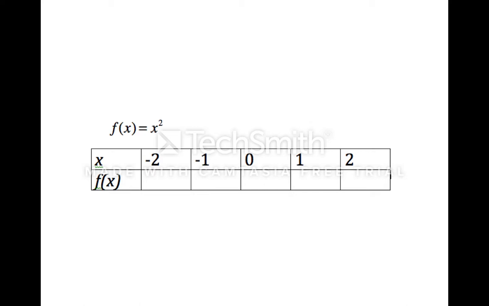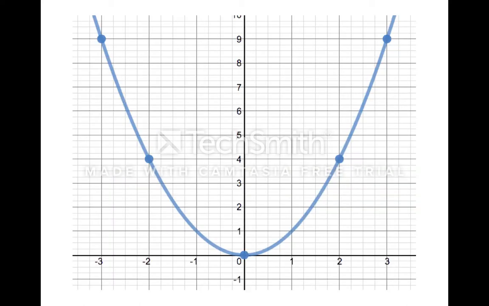I want you to pause this video for a minute and fill in the table of values. For example, what is -2 quantity squared, -1 quantity squared, and so forth. So if you have completed that basic table of values, this is what you're going to get. At 0, the function is 0. 1 squared is 1. 2 squared is 4. -2 squared is also 4, and so forth.